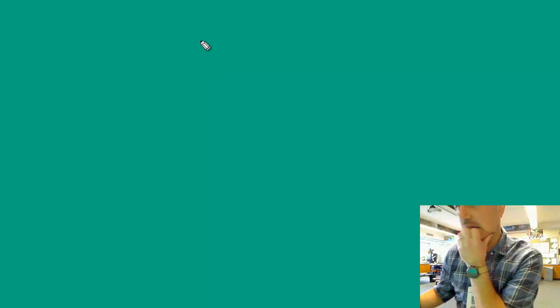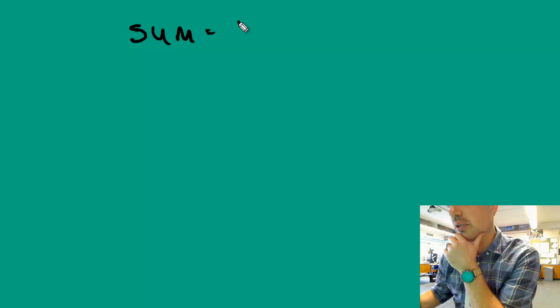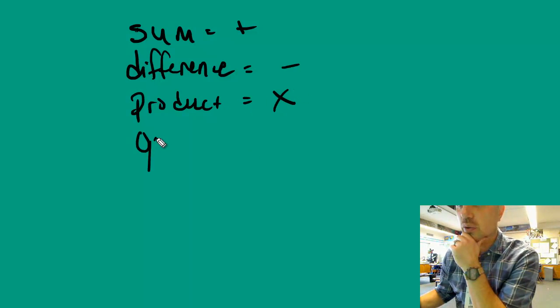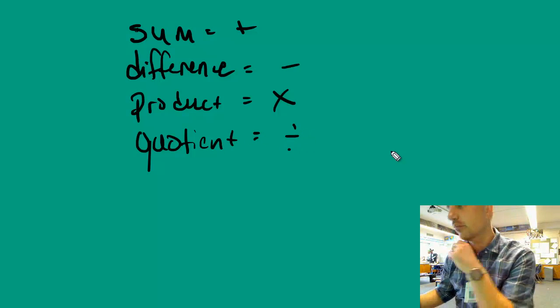Okay. So anyways, this is all about understanding the order of operations and understanding exactly what it is that the operations are saying. Just as a reminder, we have sum, and sum equals addition. We have difference, and difference is subtraction. We have product, and that is multiplication, and then we have quotient, and that is division. Cool.